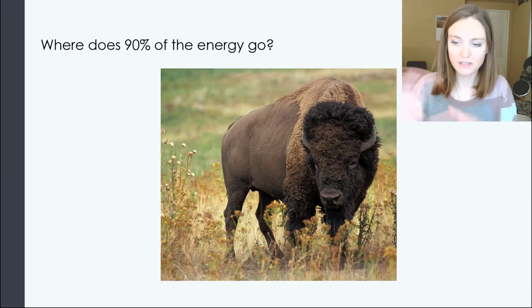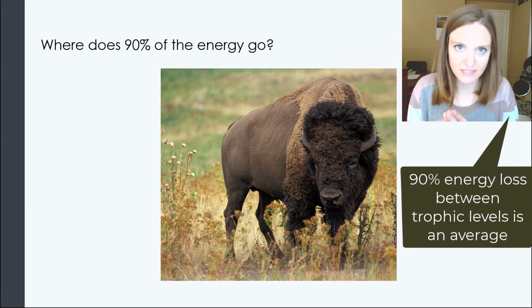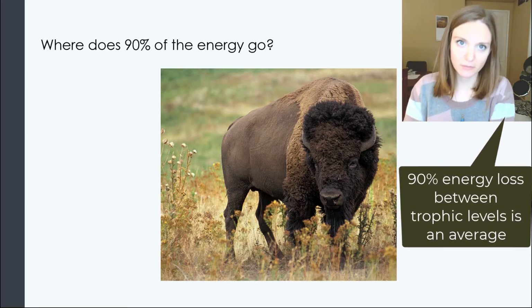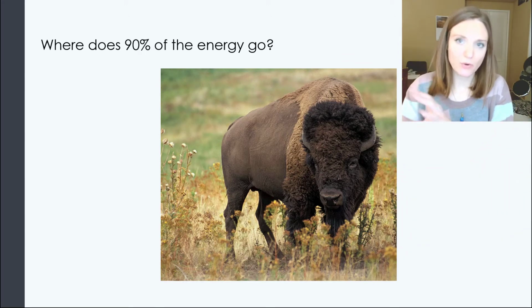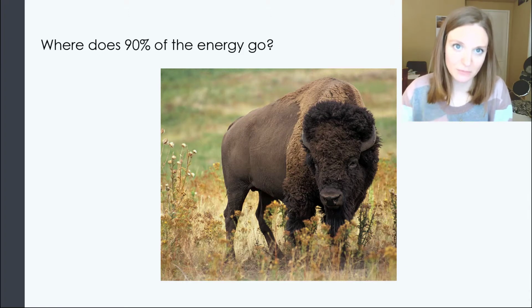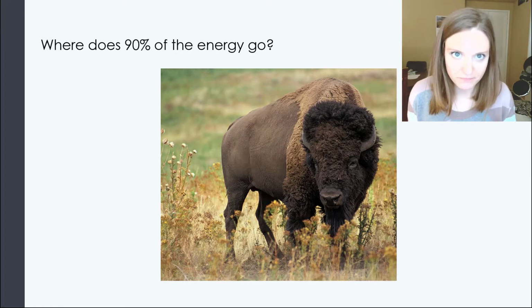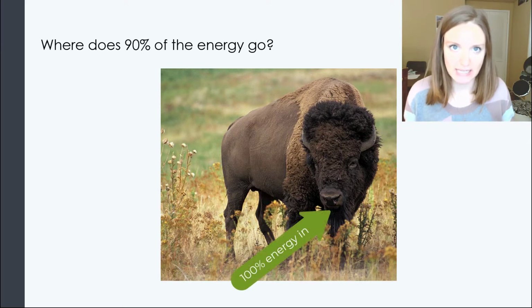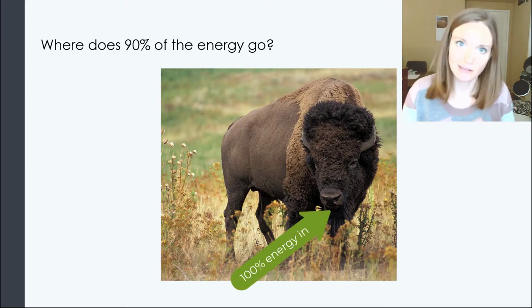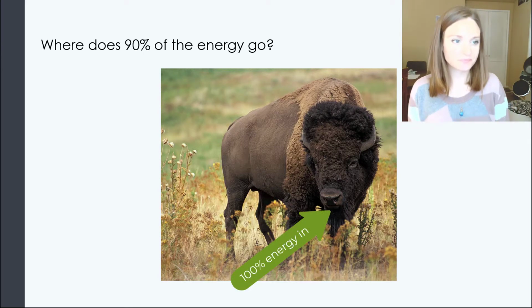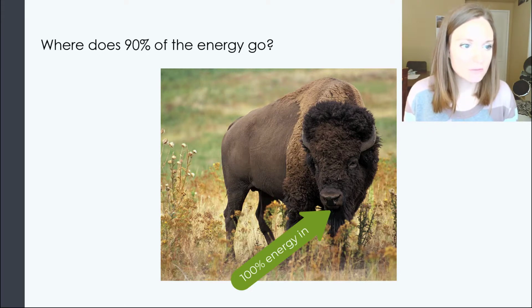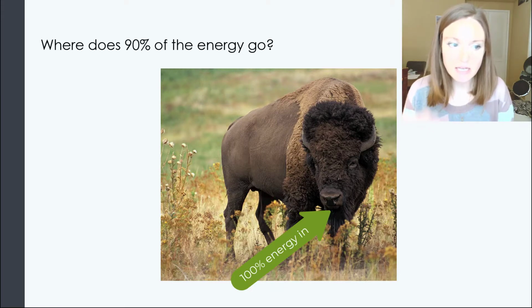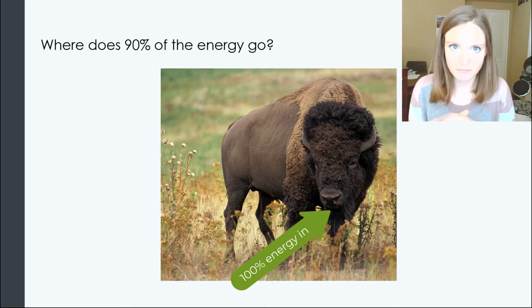So in order to understand why we're losing 90% of energy as we move from level to level, we have to think about what's going on in an individual organism and what it's using its energy for. If you think about our energy budget, 100% of the pie is the energy that this buffalo eats. Usually these guys are eating plants, things like that. As this organism eats 100% of its food, that energy is going to be used for different things.